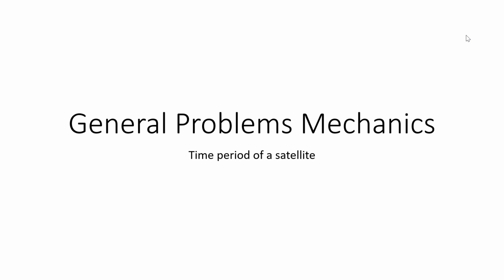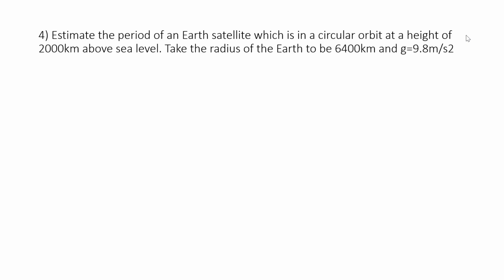Today we're going to be looking at the time period of a satellite around the Earth. So let's have a look at the question. Estimate the period of an Earth satellite which is in circular orbit at a height of 2,000 kilometers above sea level. Take the radius of the Earth to be 6,400 kilometers and g to be 9.8 meters per second squared.